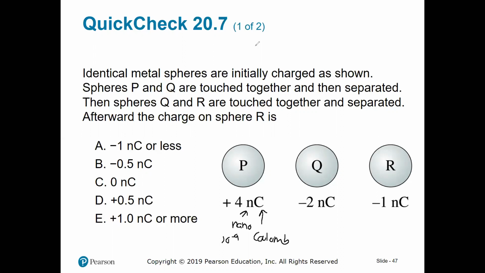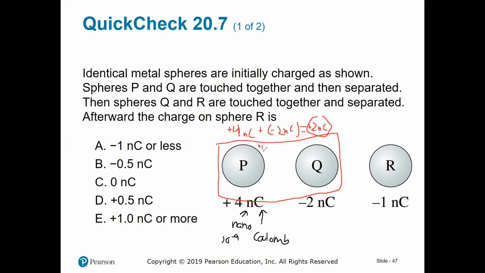Okay, so spheres P and Q are going to be touched together. They're metal, so that's going to allow the flow of charge. So what's going to happen? How we solve this is we look at the 4, and it works kind of like net force and stuff like that. We're going to add them together. So we're going to add a negative 2 nanocoulombs. That's going to give us positive 2. Now this is going to be evenly distributed amongst them.